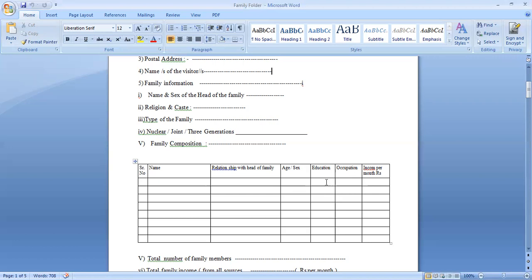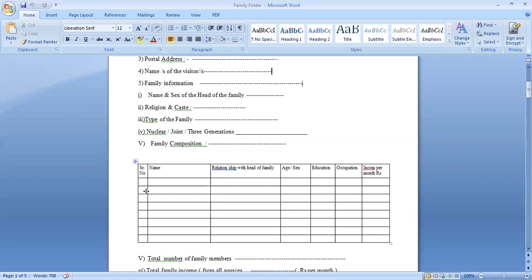And as I have already told you, you have to write down the highest educational level, maybe high school, intermediate, or higher secondary, graduate, postgraduate, or maybe technically educated like engineer, doctor, etc. Then there is a column of occupation, where you have to write down what this person is doing for his livelihood, that is, what is his occupation, and the income per month in rupees for that person.